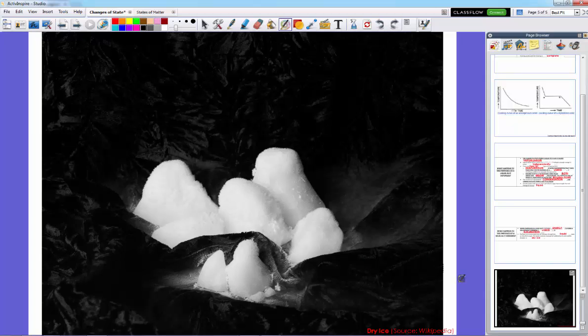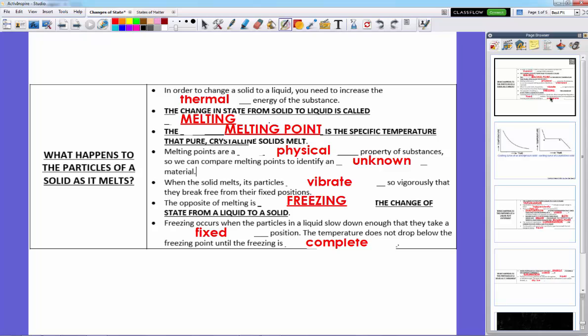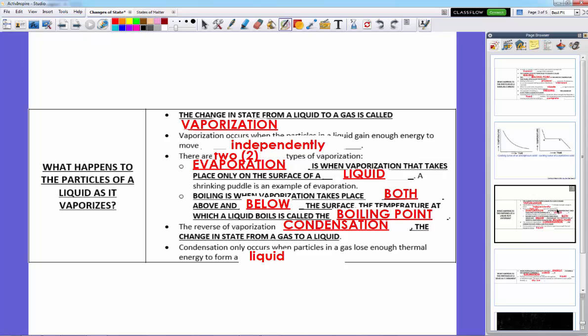So, to sum up this lesson, we talked about state of matter changes. The shifting between solids and liquids: whenever a solid turns to a liquid, that's melting. When we turn from a liquid to a solid, that's freezing. When we have a liquid turning to a gas and back, that's what we call vaporization. There's two types of vaporization. Evaporation is when the surface of a liquid turns to a gas, whereas boiling is when all throughout the liquid it turns to a gas.